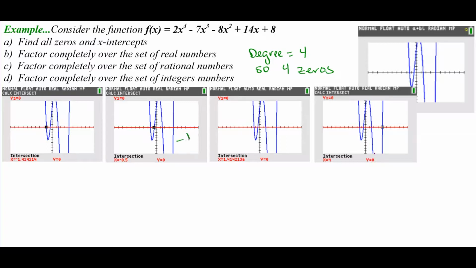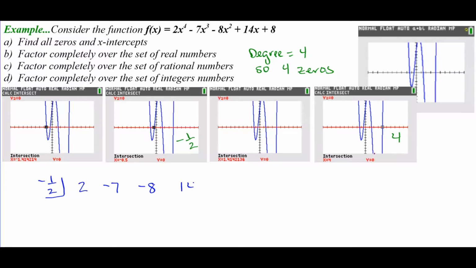Here I have a -1/2 zero. This zero appears to be irrational as well, and this gives me a 0 at 4. So I'm going to do my synthetic division with my rational zeros, and then we'll find the irrational zeros from there. So I'm going to start with my -1/2. Doesn't matter which of these zeros I use to start with, just pick one.